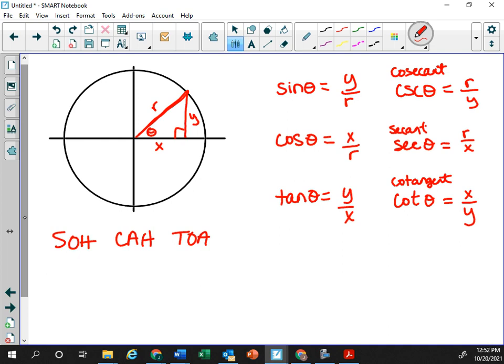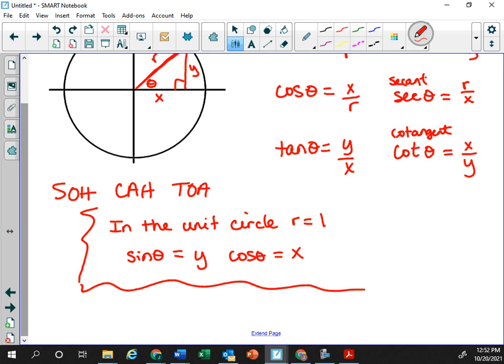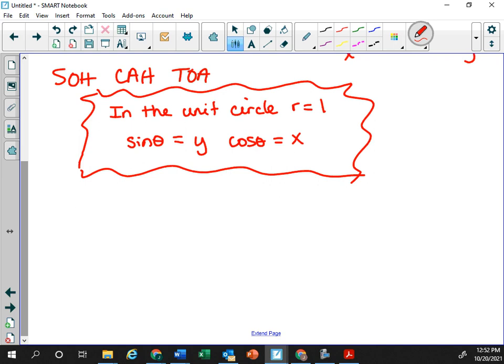Now let's think about this in the unit circle. What is r? Right, and what is it in the unit circle? 1. Okay, so with what we're dealing with right now with the unit circle, sine of theta would just be y. Cosine of theta would just be x. Okay? It's technically still y over r and x over r, but when r is 1, it makes it a little bit easier. The others would be 1 over y, 1 over x, but that is important.